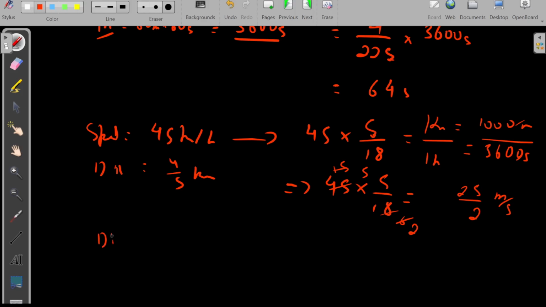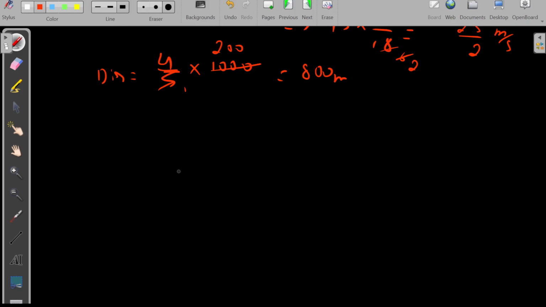Now let's do our distance. Our distance is 45/5. Now we need to change this kilometer into meter. I can do 1 kilometer equal 1000 meter. So 1 would be 5, 2 is 10. So that would be 800 meter.